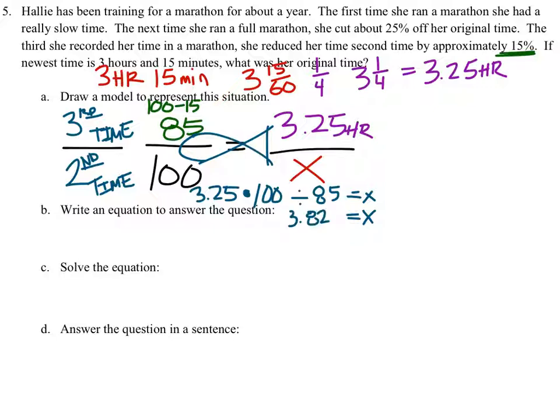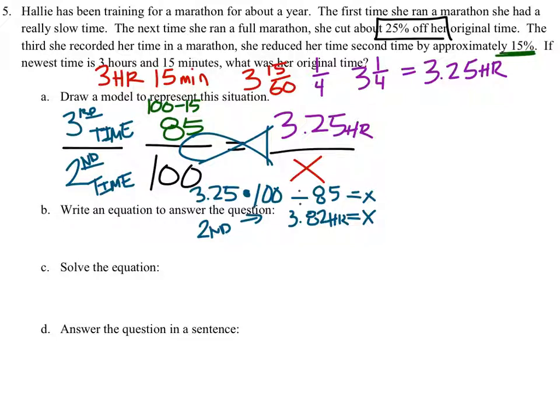What was the second time? The second is 3.82 hours. But what we want is the first time, or the original time, which, as we can see up in here, would have been 25% off of the original. So the 3.82 hours the second time is 25% off of the original. So we're going to do the same process just one more time.